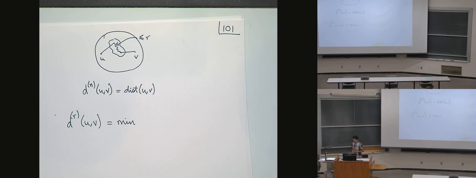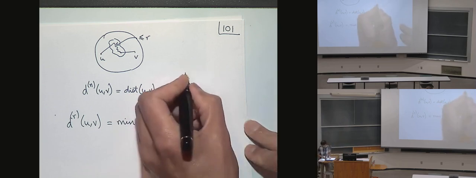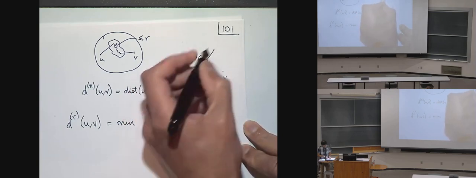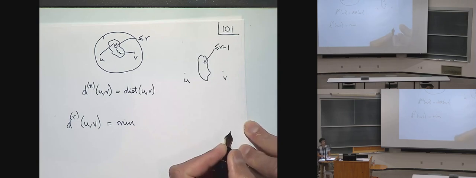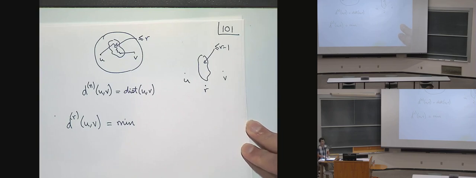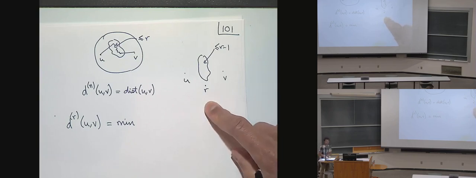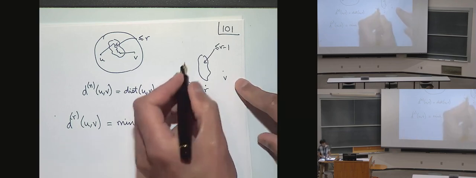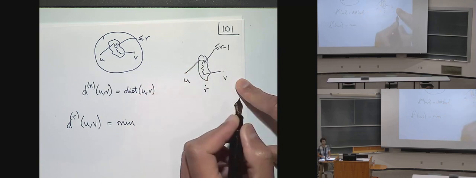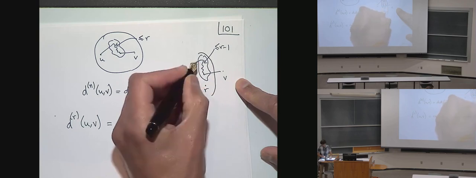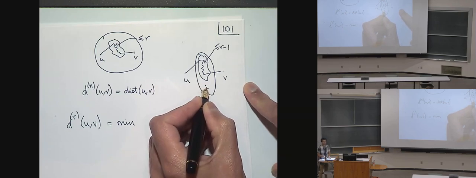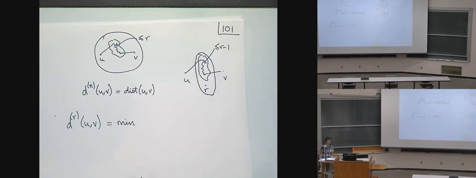No. Okay, so let me draw a picture for you that helps. So here's u, v. These are all the things that are less than r minus 1. And let's say this is r. This is the vertex labeled r, right? So what d r minus 1 gives you is the shortest path that goes through here. What you want is the shortest path that potentially also uses this vertex, because maybe, by using this vertex, there's an even quicker path.